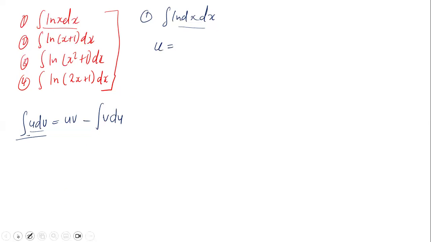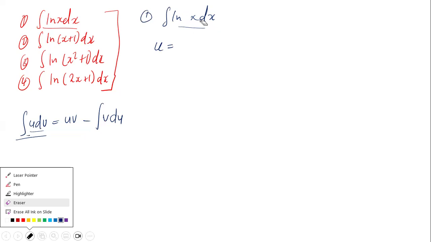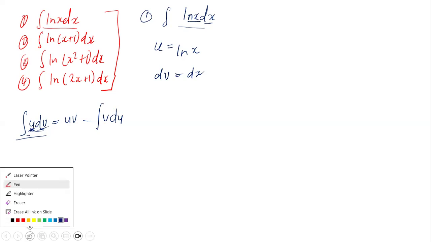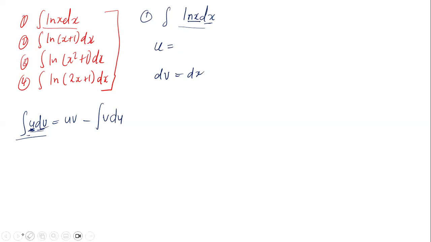It's supposed to be ln, not this thing. ln of x dx, right? Let me fix it. So we're supposed to have ln of x dx. So now u, which is this part over here, is going to be the same as ln of x. And therefore dv, which is this part over here, is going to be the same as dx, right? So using this equation over here, let me rewrite that, ln x.